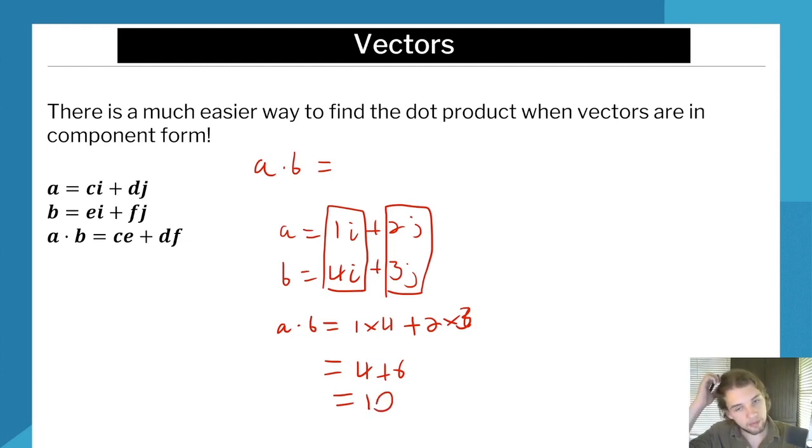If we ever do this and we get a result of 0, that means we know the angle must be 90 degrees. Because if we went in polar form, we would have found that the angle between them was 90 degrees.